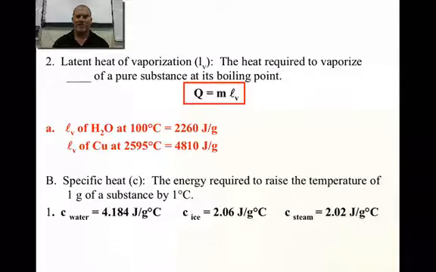The latent heat of vaporization, which we also call enthalpy of vaporization, is the heat required to vaporize 1 gram of a pure substance at its boiling point. So now this baby Q is mass times latent heat of vaporization. The one before was mass times latent heat of fusion. But this one happens at the boiling point. The value for water is 2,260 joules per gram, whereas copper boils at 2,595 degrees Celsius, and its latent heat of vaporization is 4,810 joules per gram. Again, those values will always be provided for you in a problem.